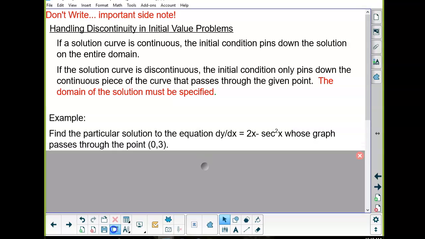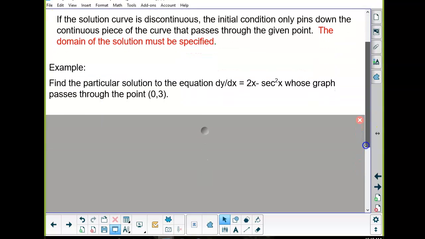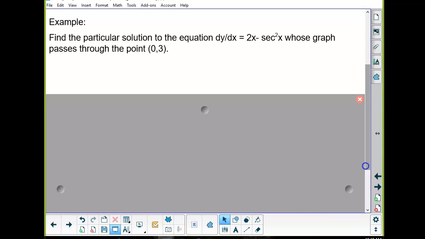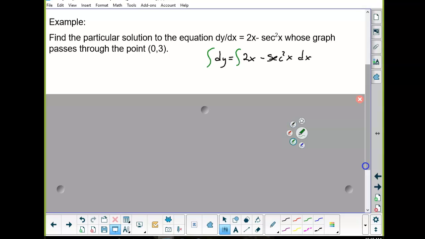Let me show you what all this means with a quick example. Again, I'm not expecting you to write this. I actually picked one that was kind of friendly. Notice my dy/dx. There aren't any y's, so I don't have to officially separate, other than moving the dx and doing the antiderivative with respect to x on this side. So we'll take the antiderivative, which is y.